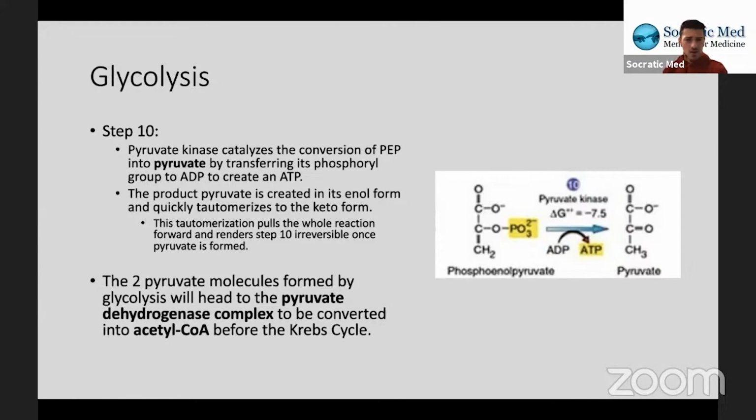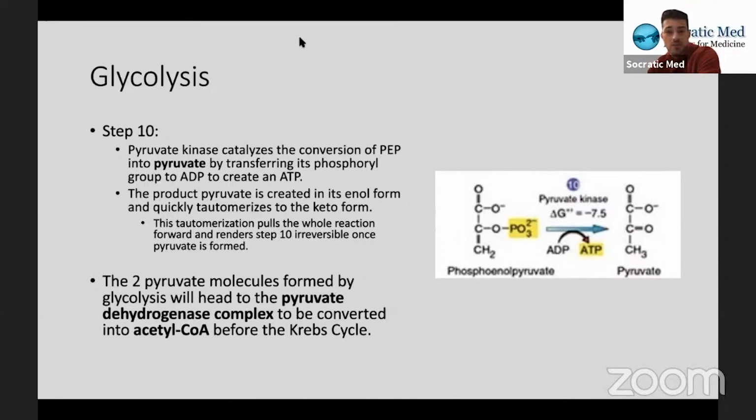So the product pyruvate, immediately after step 10, is created in its enol form, but it quickly tautomerizes to the keto form because the enol form is super unstable. And the tautomerization pulls the whole reaction forward and renders step 10 irreversible once pyruvate is formed.